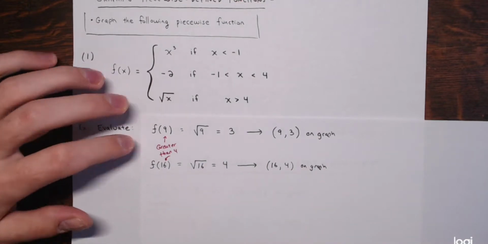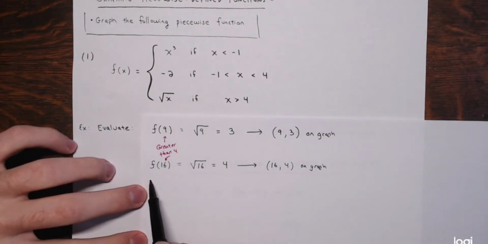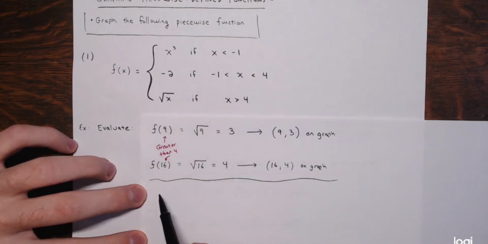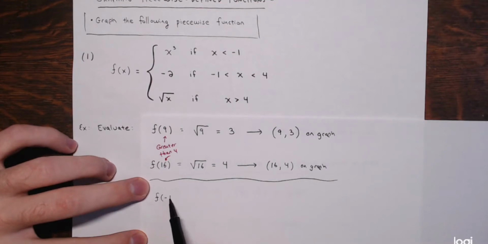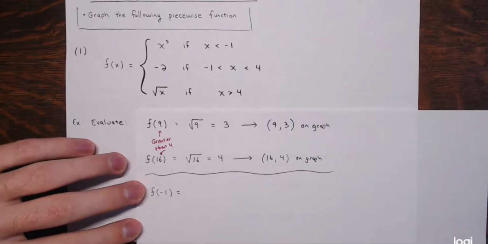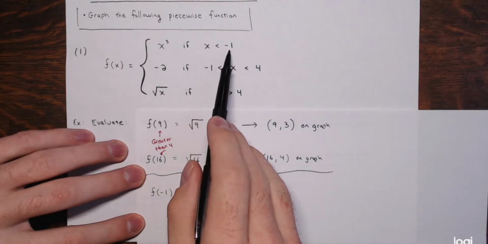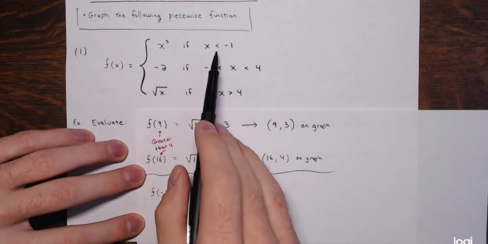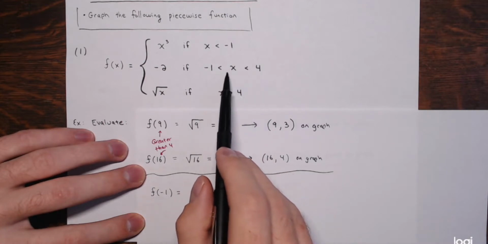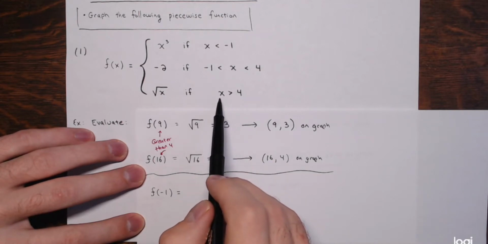All right, now, some of the tricky ones. What about the numbers that are showing up in these conditions? Negative 1 and 4. What about those? What would be f of negative 1? Well, let's see. Is negative 1 less than negative 1? No. It's equal to negative 1. Is negative 1 between negative 1 and 4? No, it isn't. It's equal to negative 1. It's not greater than negative 1. And is negative 1 greater than 4? Absolutely not.